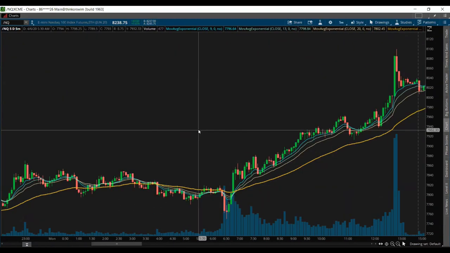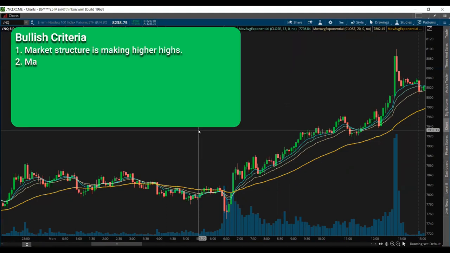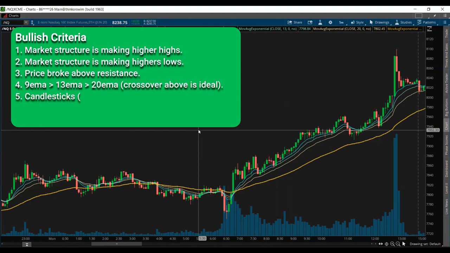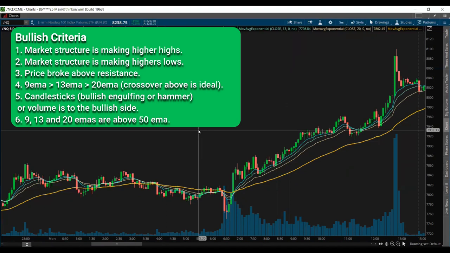Okay, for the bullish exponential moving average strategy, here are the six things that we want to look for. It's actually the complete opposite of the bearish strategy using the EMAs. For bullish, we want to see the market structure making higher lows and higher highs. We want to see that price broke above a resistance where it previously rejected a few times. We want to see the 9 EMA, 13 EMA, and 20 EMA stacked up above each other. Ideally, we want to see a crossover to the upside.